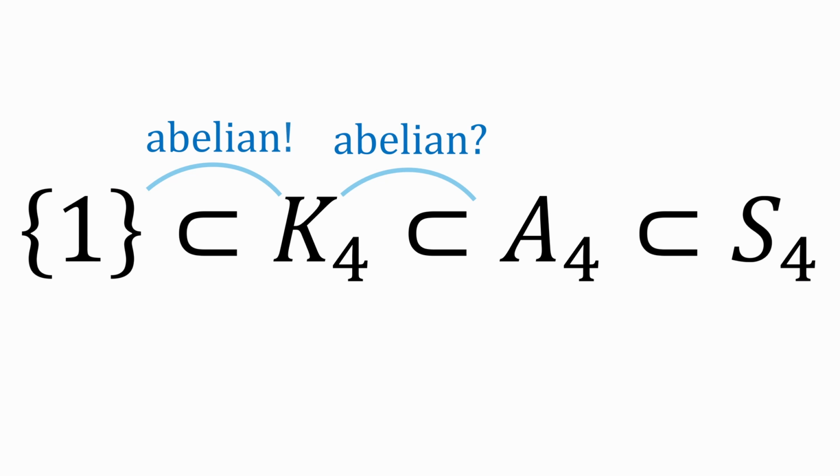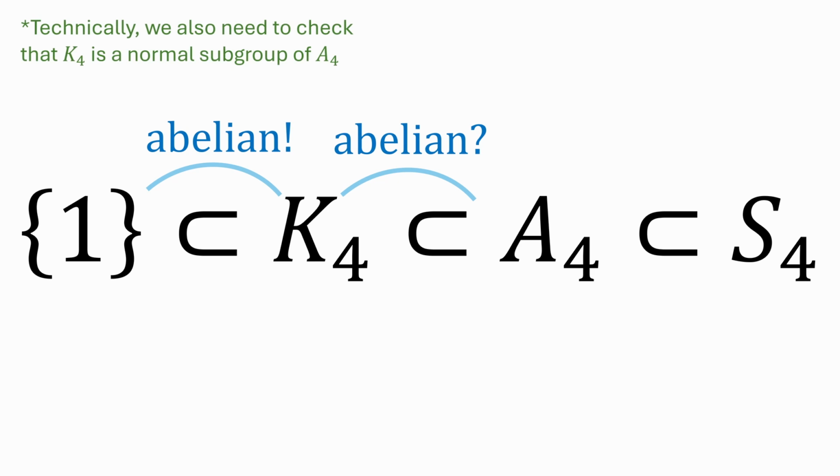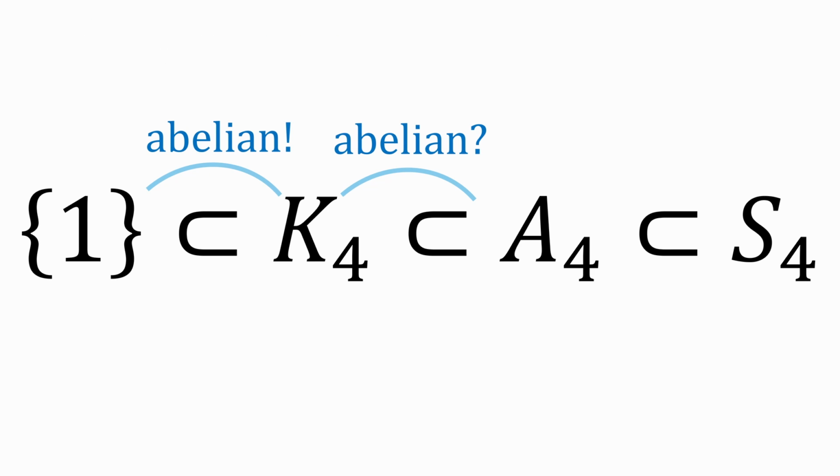A4 has 12 symmetries, K4 has 4, so the quotient group A4 over K4 must have 3 symmetries, since 12 divided by 4 is 3. There's only one group with 3 symmetries, that's the group S3, which we saw earlier is abelian. So indeed S4 is a solvable group, and quartics are solvable by radicals.